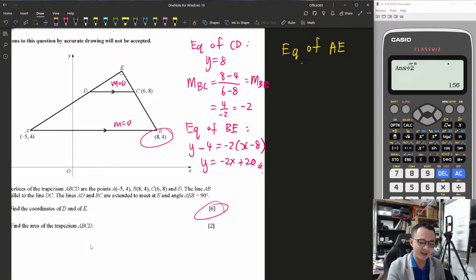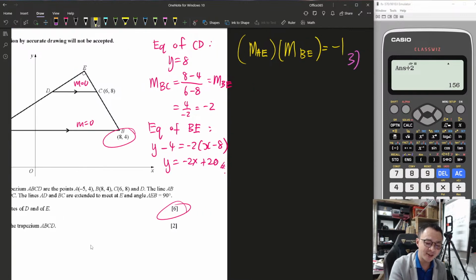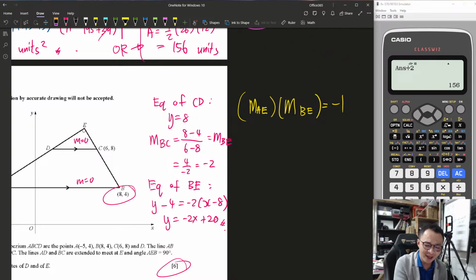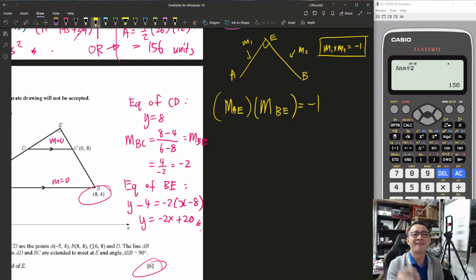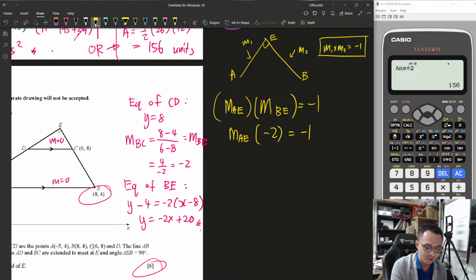If I want to find the equation of AE, I will need to know the gradient of AE. But here, if you see carefully, the gradient of AE multiplied by the gradient of BE will give you negative 1. Why? Because they are perpendicular to each other. If you see carefully, it's not hard to find out they are perpendicular, right? For BE and AE, if one has M1 and the other has M2, M1 times M2 must be negative 1. You should know this formula whenever they are 90 degrees to each other or perpendicular. So the gradient of AE times the gradient of BE, which is negative 2, equals negative 1. Then the gradient of AE is basically 1 over 2.